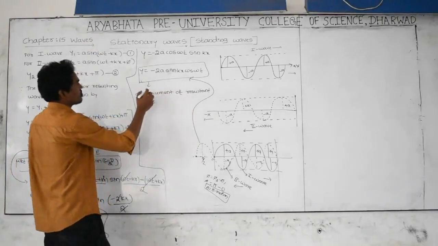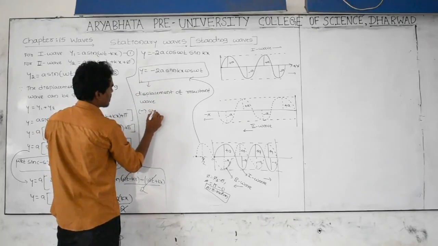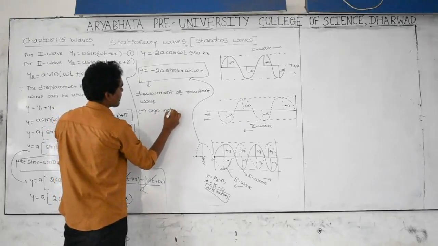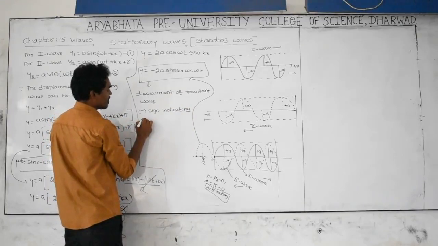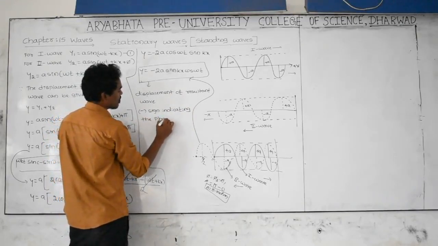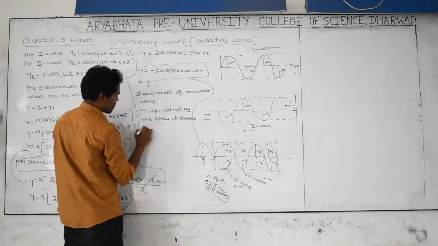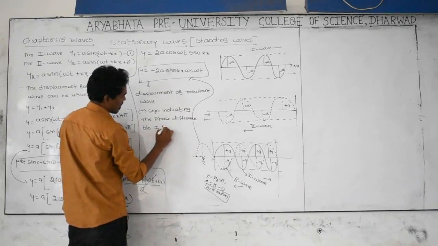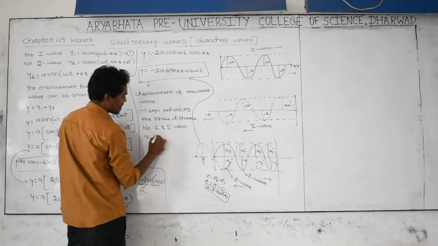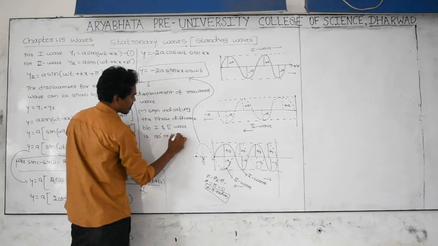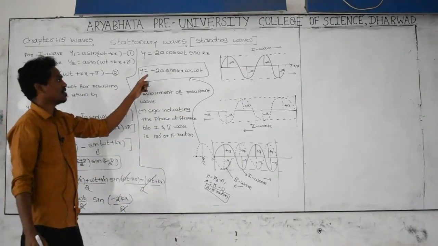What is this minus sign indicating? The minus sign indicates that the phase difference between the first and second wave is 180 degrees, or pi radian. When the phase difference between the two waves is 180 degrees, this minus sign comes here.